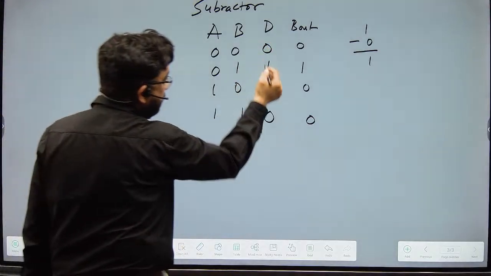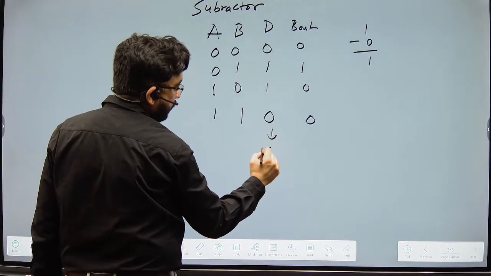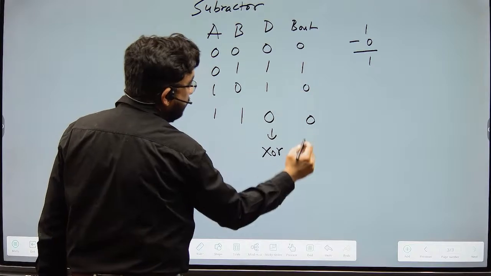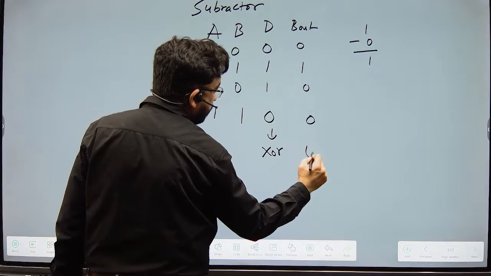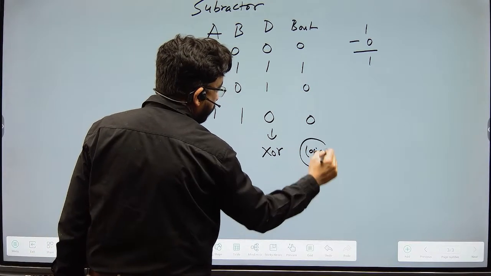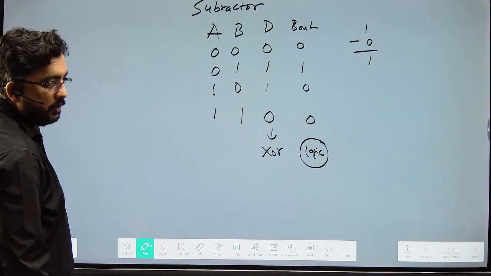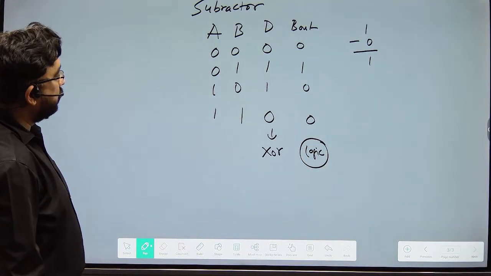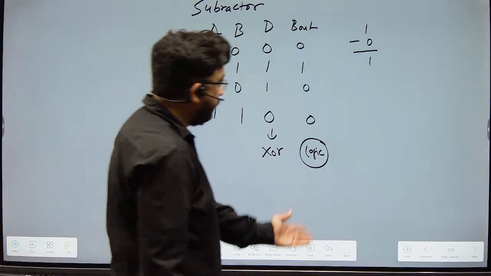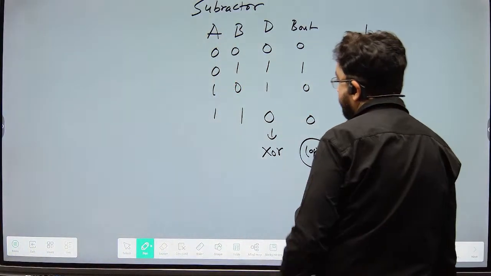So what is this? This is your XOR. What is this? This is your simple logic. Okay, so this is simple logic. So let's see, let's design this.